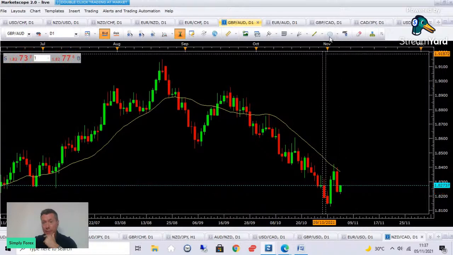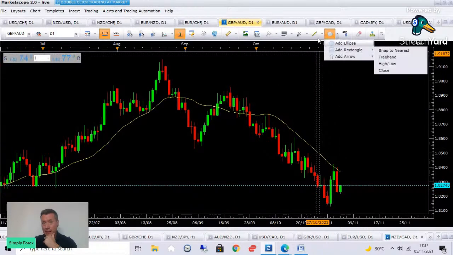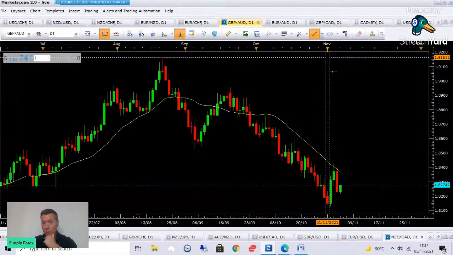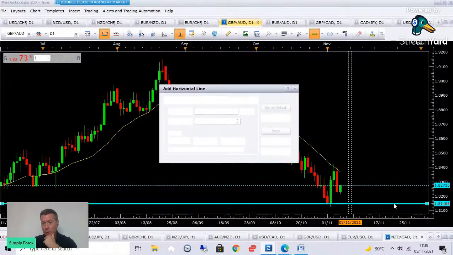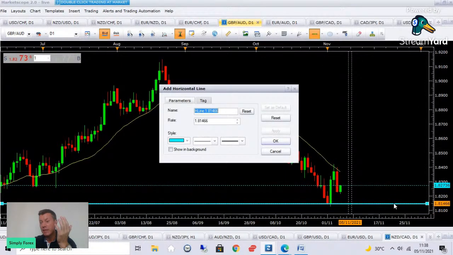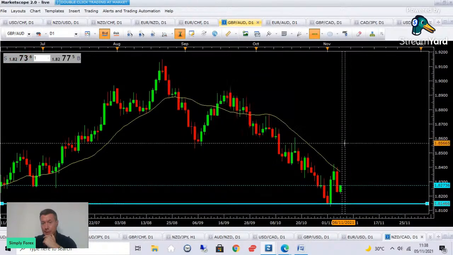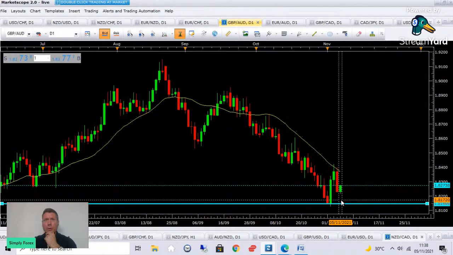So I think we have room to take it back down to the low, back down to this price here, so about 81.50. I think we can take this trade back down to the low.